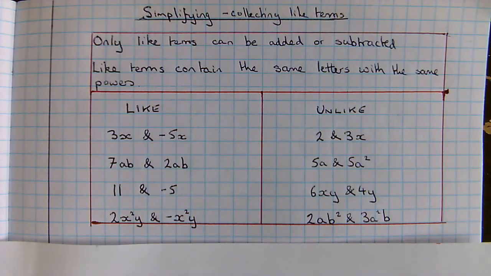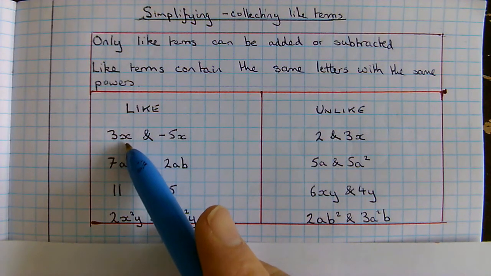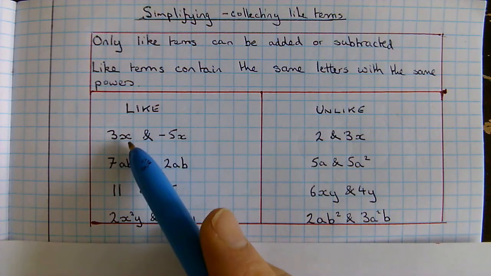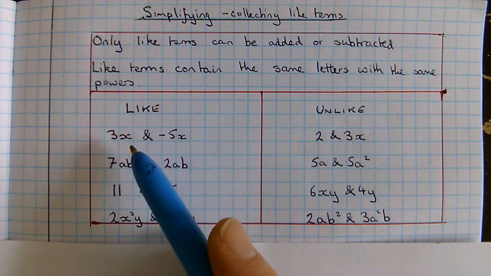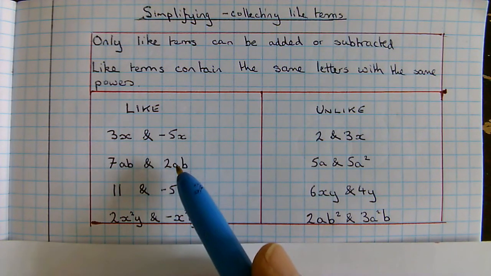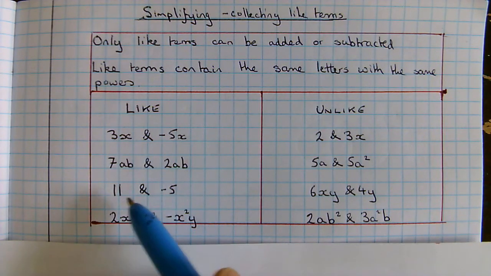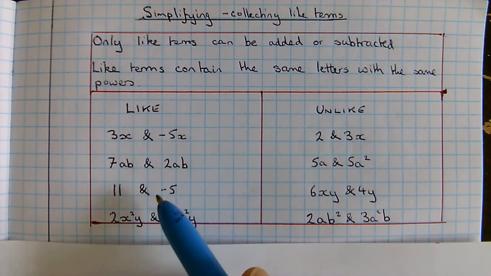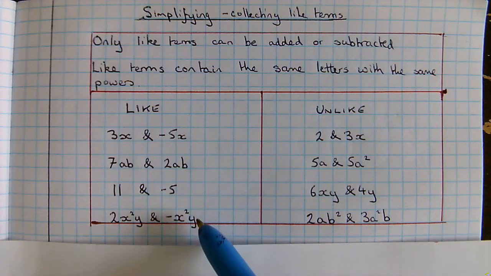So, for example, if we have a look on the like column, here I've got x with no power, so it would be to the power of 1 if we were writing a power, and x to the power of 1. So here those two are like, they're both just involving x. Here you've got the same letters, you've got ab over here and ab over here, so those two are like each other. Here you've got two numbers, which can be simplified in exactly the normal way as we do our normal calculations, and here you've got x to the power of 2 and y, x to the power of 2 and y. So in all of these cases we could simplify them.